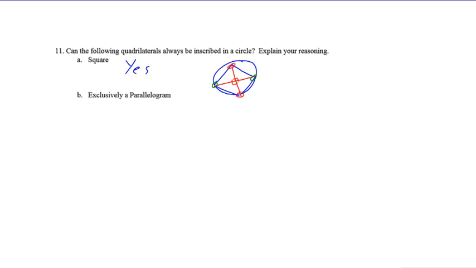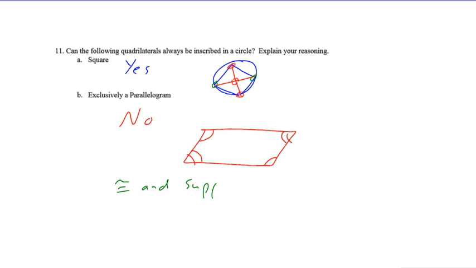You cannot inscribe just a parallelogram inside of a circle, because in a parallelogram, opposite angles are congruent. If you inscribe a quadrilateral, the angles are not only congruent, but they are also supplementary. And the only angles that are congruent and supplementary are right angles. So if you inscribe a parallelogram inside of a circle, it has to be a rectangle.